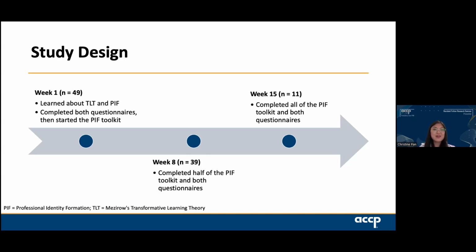At week 1, 49 students had completed both questionnaires and also started this PIF toolkit that I just described. By week 8, 39 students in total had completed 2 of the PIF toolkits. There were 4 vignettes in total, and they also completed both questionnaires. By week 15, 11 students completed all of the PIF toolkit, so 4 vignettes in total, and both questionnaires again.